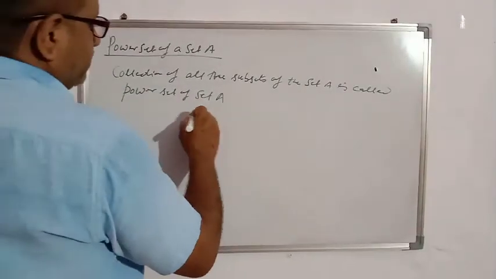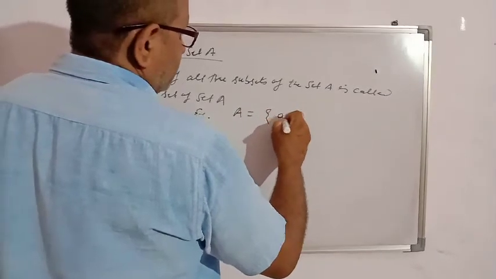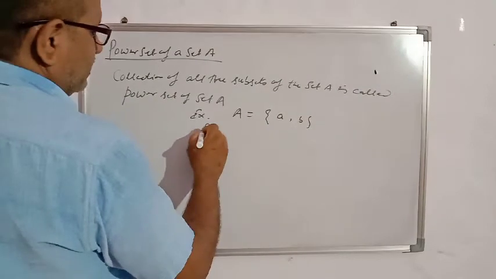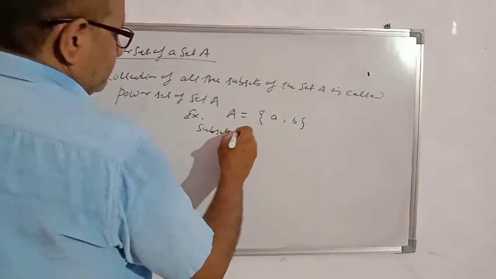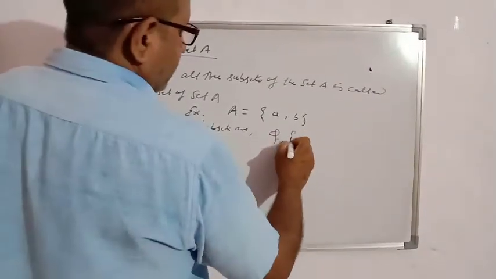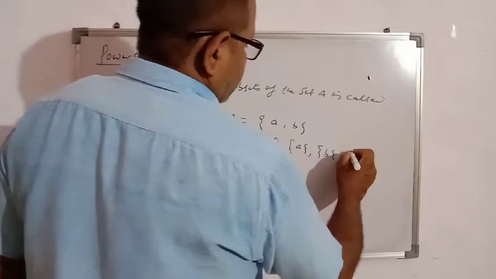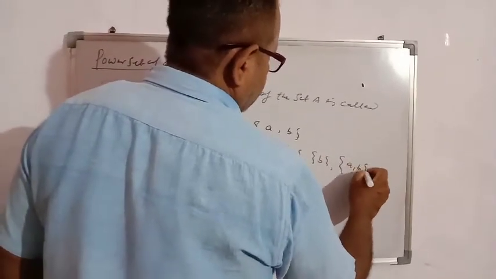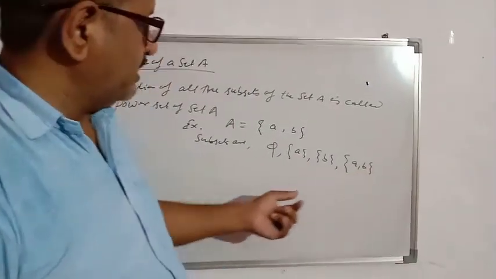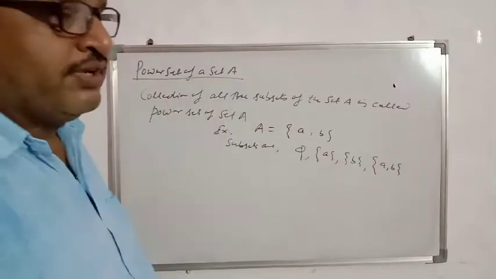See example. Suppose A contains two elements a and b. So how many subsets are there? The first subset is the null set phi, then take single elements a, b, then take together both elements a, b. So how many subsets are there? 4 subsets are there. So the collection of these subsets is called the power set of A.